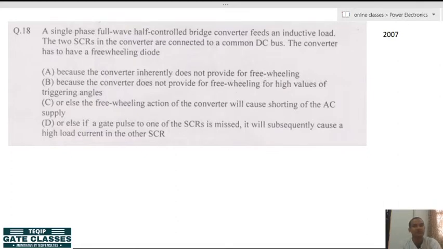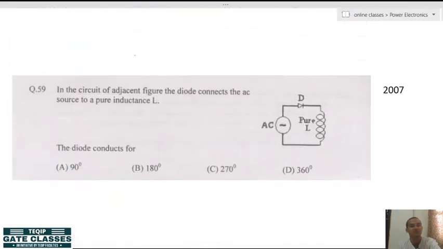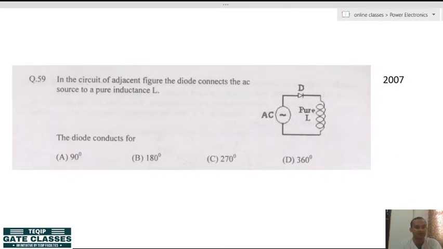Here the next question is a single phase full wave half controlled bridge converter feeds an inductive load. The two SCRs, I think I have copied the same question, sorry. So, the next question is this one.